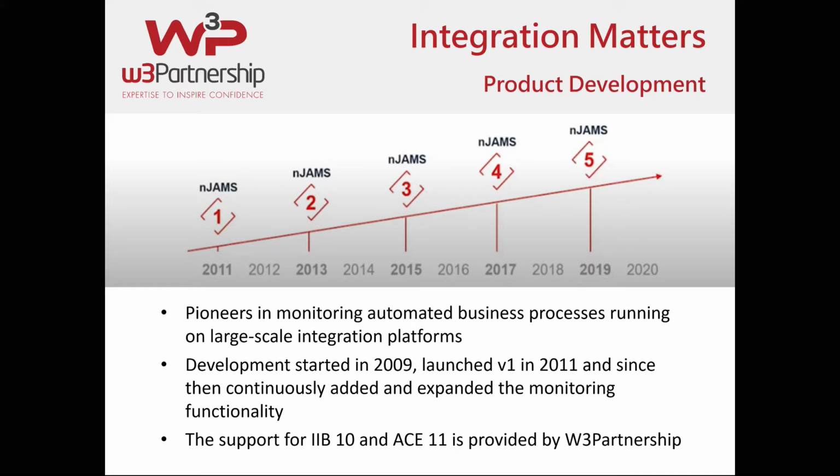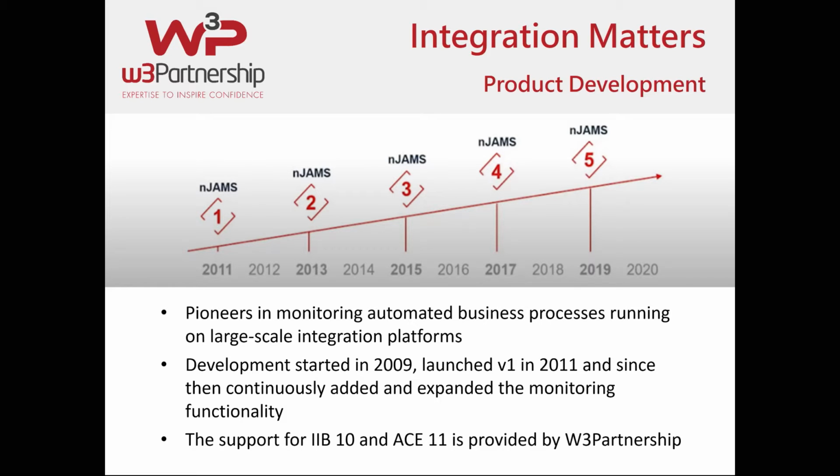So this was the birth of nJams from Integration Matters, deployed over the years to monitor different integration platforms, and in 2019, W3 Partnership was asked to provide an nJams solution for IBM IIB, and more recently for the latest version, now known as IBM ACE, to make sure whenever your flows are deployed, you have visibility as to what is happening within the IIB platform.